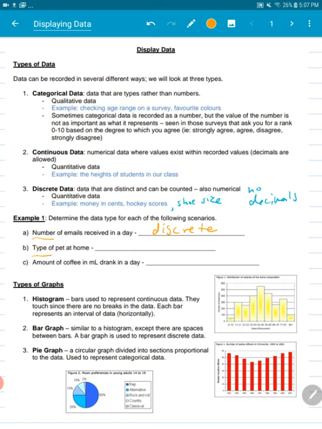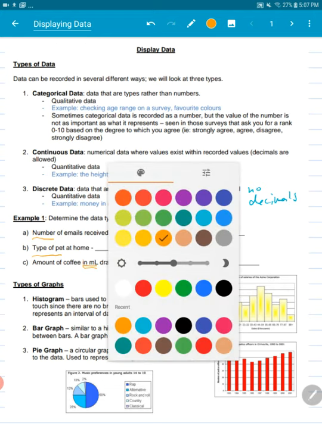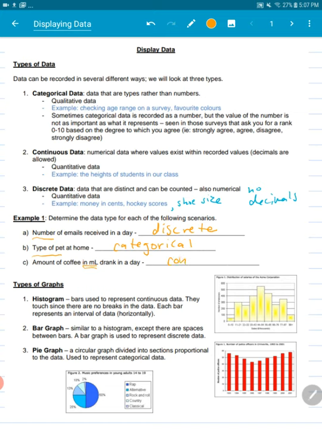The type of pet that you have at home is not a numerical value. It's actually something that can be put into categories. So we're going to go with categorical. And the amount of coffee in milliliters drank in a day, you can have a half a milliliter or a quarter of a milliliter or 3.11 milliliters. That's a very small amount, but the point is that you can have decimals. So we're going to go with continuous. So if you are checking your answers, I hope that you got those.